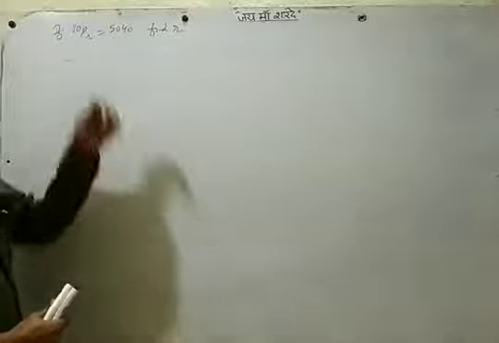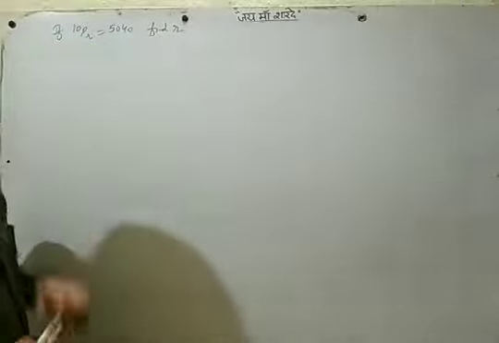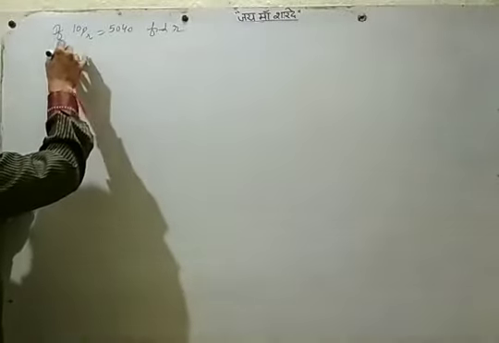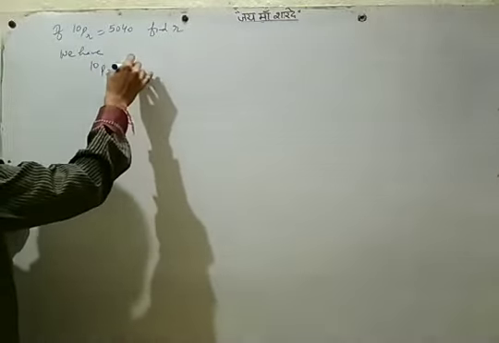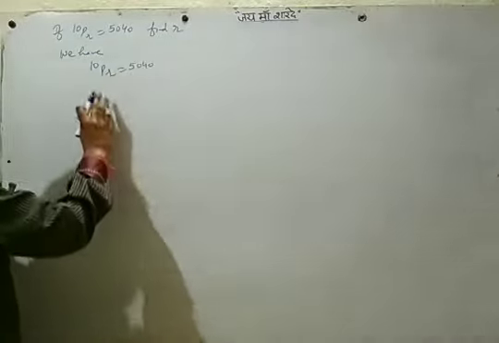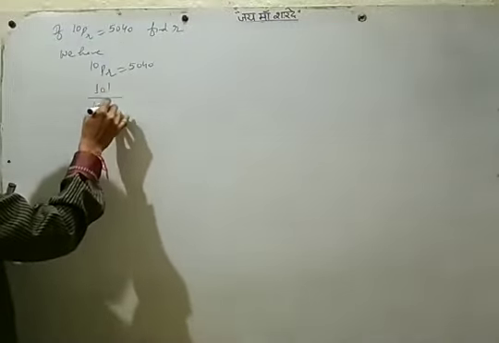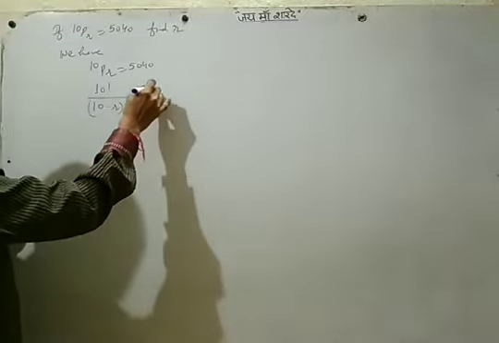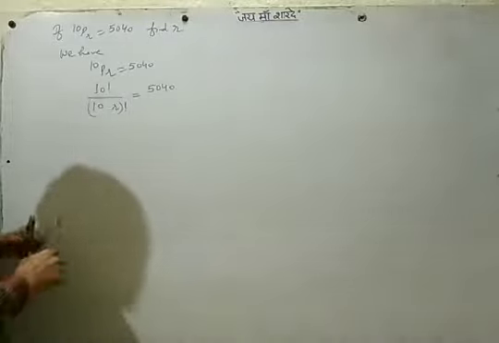Okay, but now the question is, if 10Pr is equal to 5040, then what is the value of r? So we have 10Pr equal to 5040. Now it can be written as 10 factorial upon (10 minus r) factorial is equal to 5040. Okay?